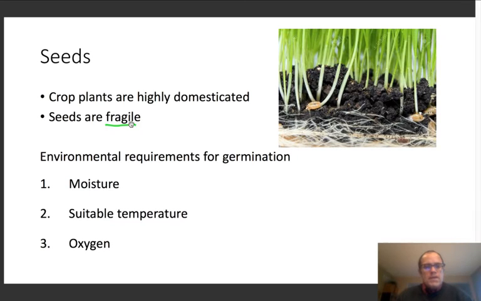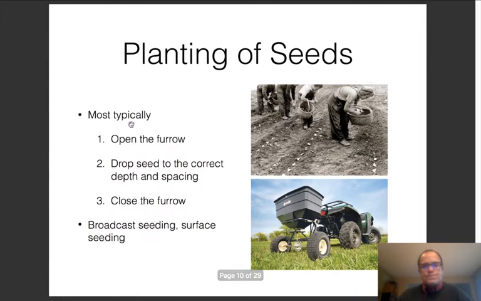What are the key areas that we focus on when we're trying to take care of the seeds, especially when we're trying to get them to germinate? Well, we're looking for the right moisture content in the soil, a reasonable temperature, and access to oxygen. Those plants, even at the seed stage, are respiring and they need access to oxygen.